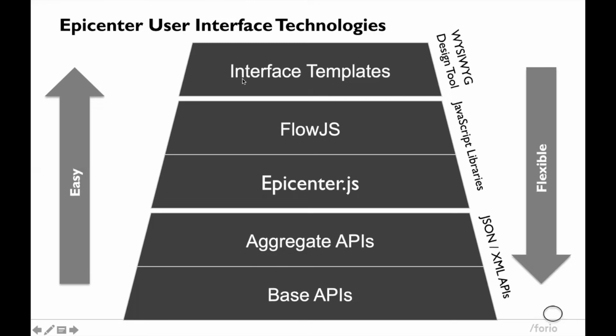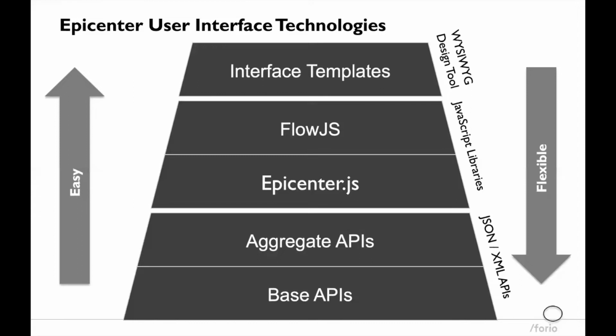And today we're going to use the very top of the stack, which is interface templates that are available within Epicenter for creating both a learner interface or a player interface, and also a facilitator interface. But you can go below that and do things with Flow.js, for example, which is an HTML-based tool. So in here, you're using HTML to create the interface. It requires a bit more work. And the Epicenter.js layer is really used by professional web developers, like what we have here at Forio, and that exists in other organizations, who are implementing exactly what a web designer would be building. And we also have other things like aggregate APIs that are available for building these interfaces. So that's what I wanted to start with.